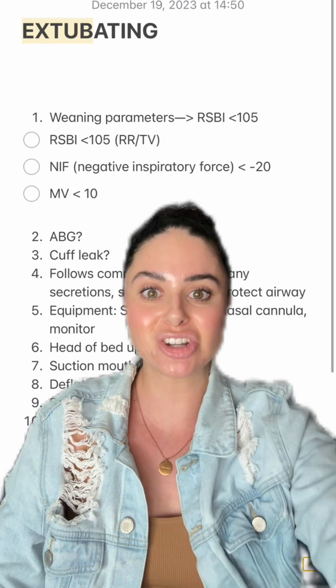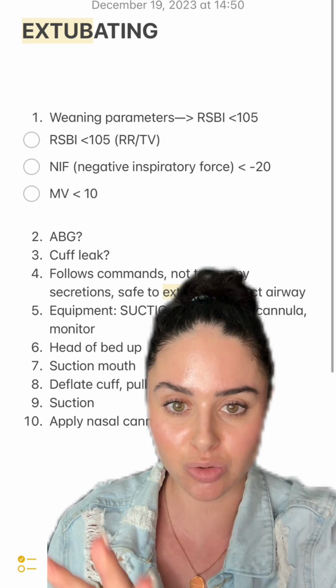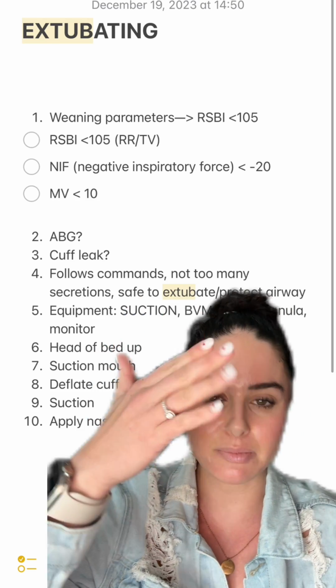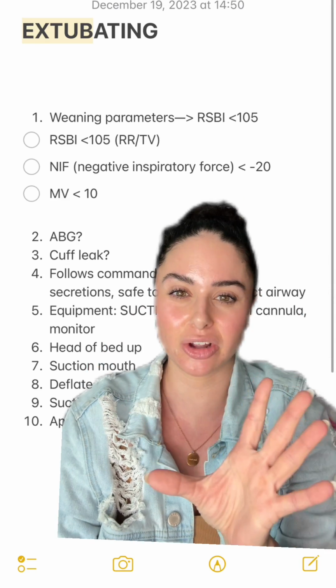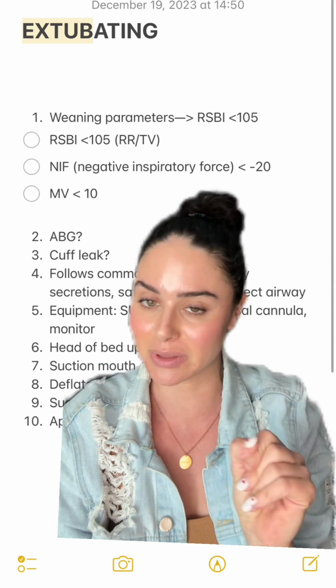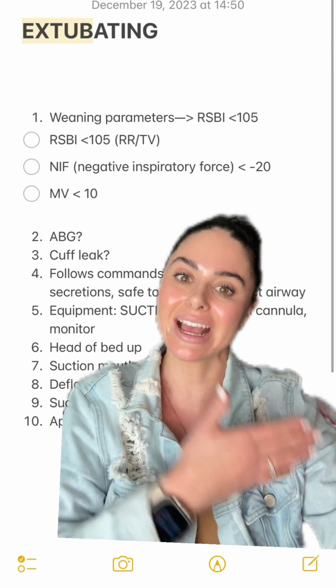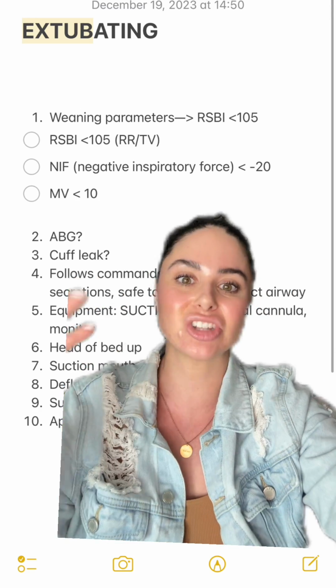We also want to make sure that our patient is able to follow commands, they don't have too many secretions, they're hemodynamically stable, and that they are safe to extubate and protect their airway. So if your patient meets all of this criteria, or whatever criteria your provider has kind of customized for that patient, we will get an extubation order and go ahead and extubate the patient. And in the next video, I'm going to cover how we actually extubate a patient.